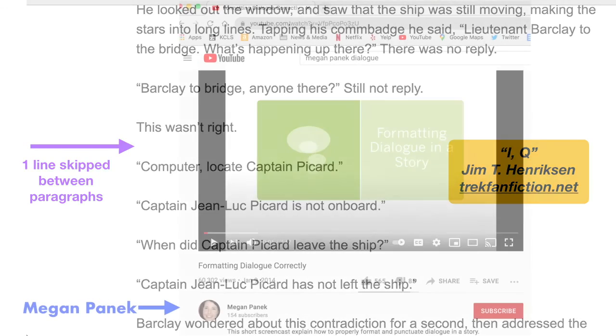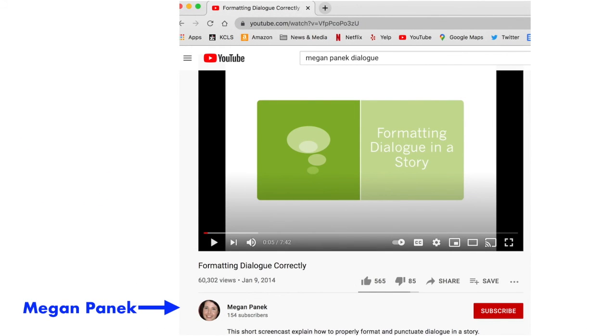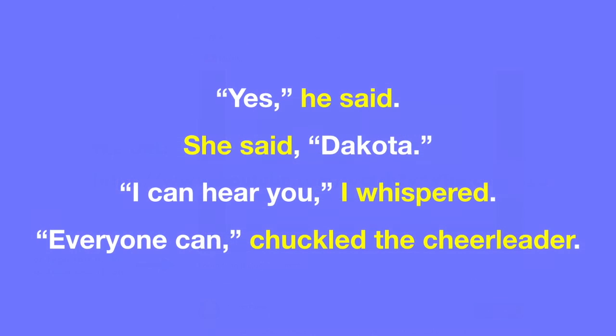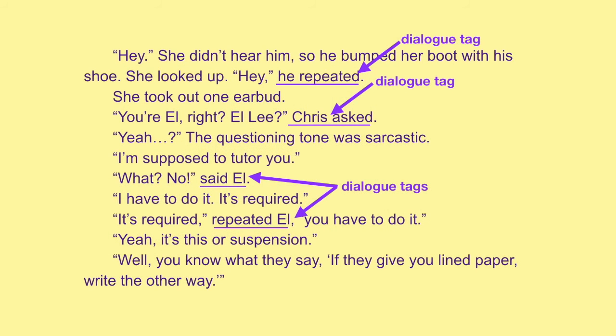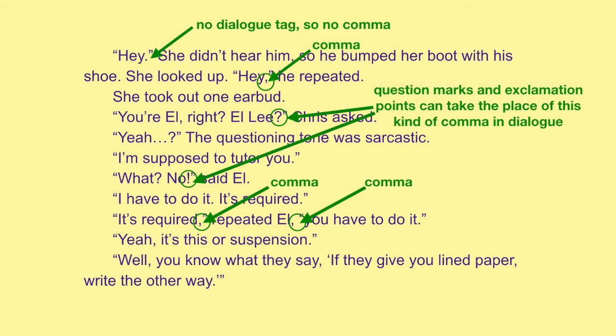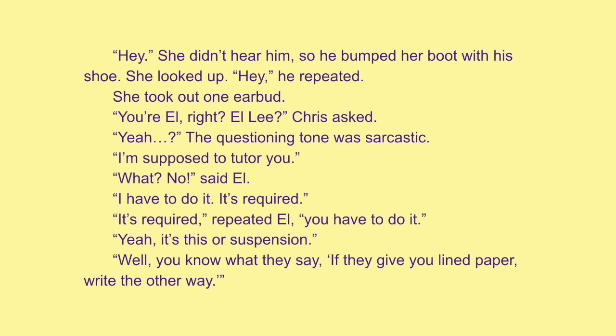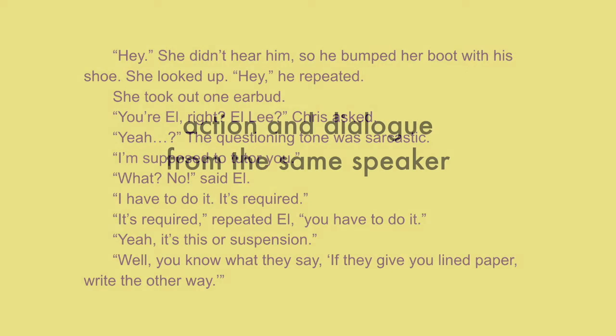And now I want to defer to Megan Panic, a Wisconsin teacher who has a crystal clear video entirely about formatting dialogue. She explains in her video that the he says, she says, I whispered, and chuckled the cheerleader are called dialogue tags. And whether the dialogue tag comes before, after, or in the middle of the words the character is saying, you have to separate it from the quoted words with commas, like this. Go watch her video if you want some depth on the topic of dialogue formatting. So with these rules, you can now write something that is immediately recognizable as dialogue.